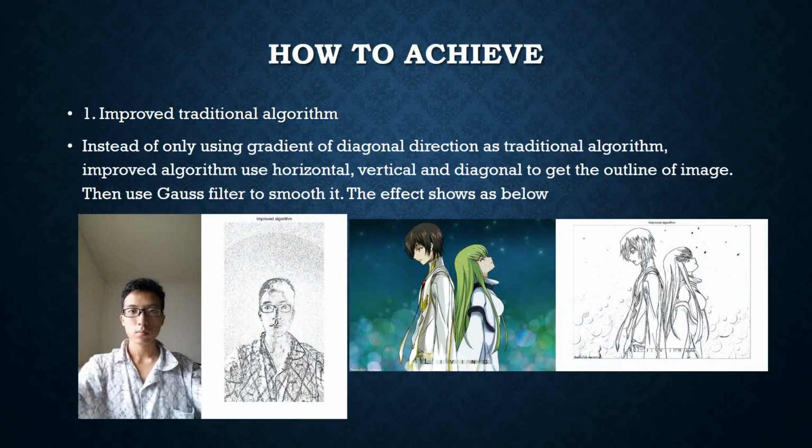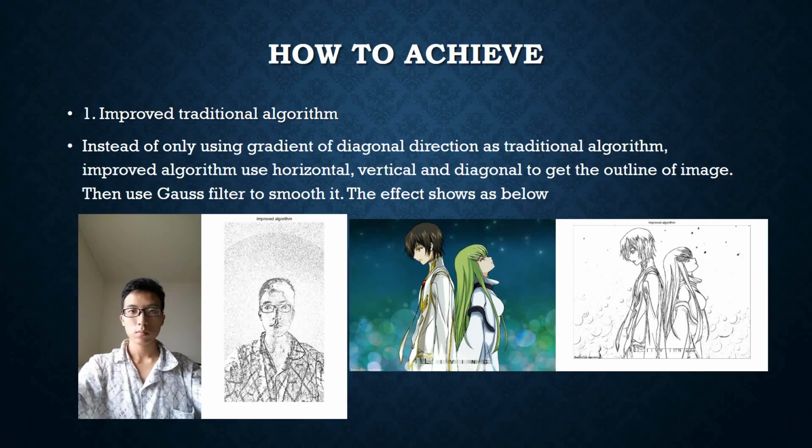The first algorithm is the improved traditional algorithm. Instead of only using the diagonal direction to get the gradient, the improved one uses 3 directions: horizontal, vertical, and diagonal direction to get the outline. Then it uses a Gauss filter to smooth the background.